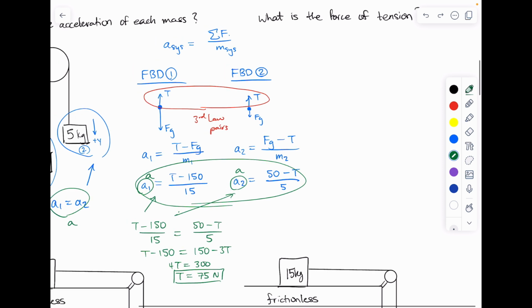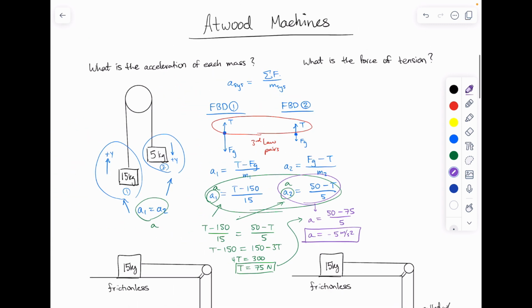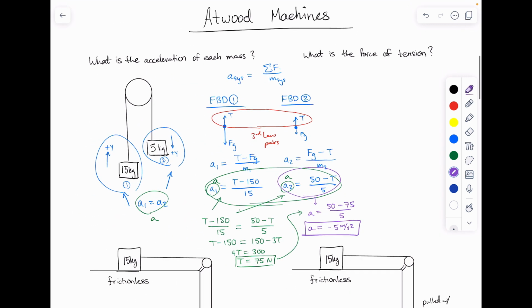And then we can also use this tension force to solve for an acceleration. I can use either one of these equations, right? So maybe I'll use this one. A equals (50 minus 75) over 5. So the magnitude of the acceleration of either mass is going to be, looks like, negative 25 over 5. So that's negative 5 meters per second squared. Cool. Now, those are the answers.